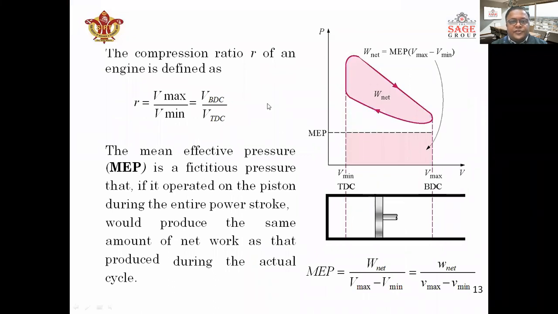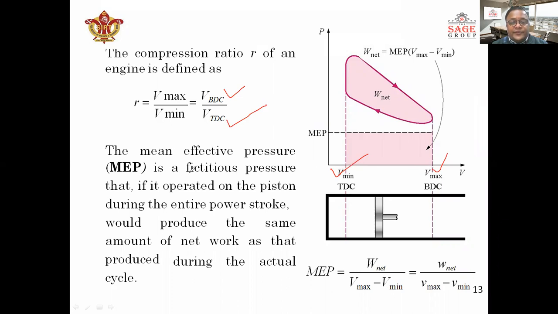The compression ratio, that is called the r of an engine, is defined as compression ratio equal to maximum volume upon the minimum volume. This is the maximum volume, V1, and V2 is the minimum volume. The volume at the BDC condition is called the maximum volume, and the minimum volume is the volume occurring at the topmost condition, that is called TDC.